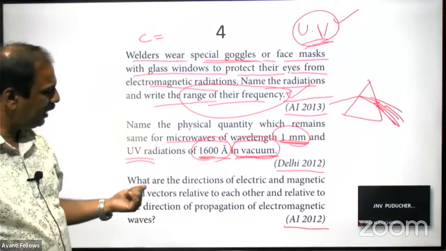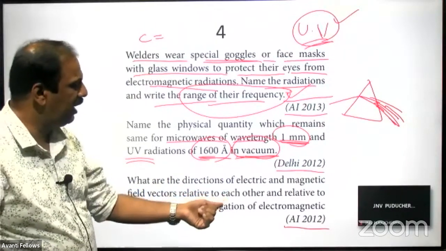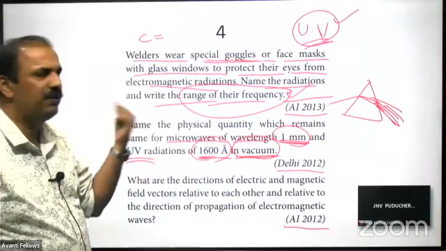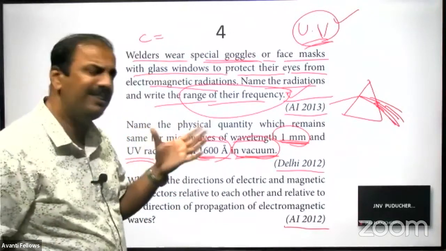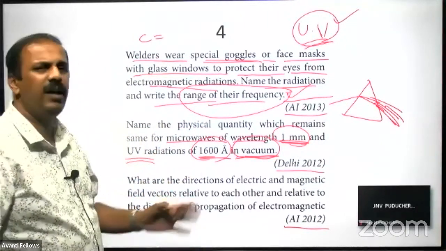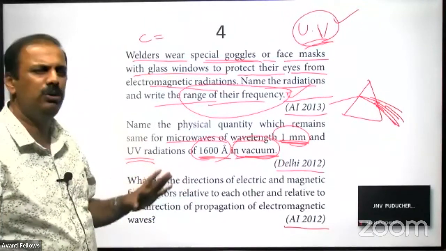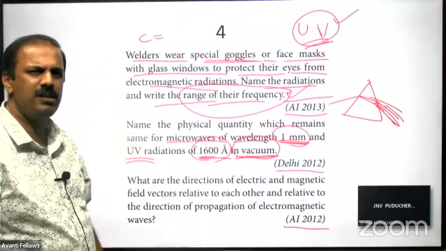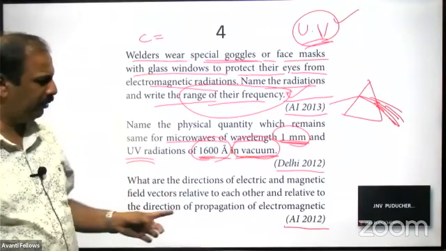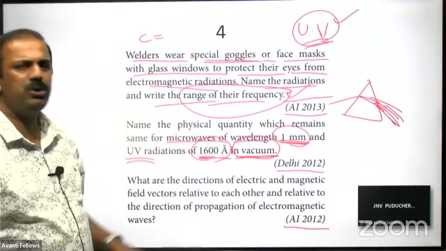What are the directions of electric and magnetic field vectors relative to each other and relative to the direction of propagation of electromagnetic waves? Previously we did the diagram. The electric field, magnetic field, and the direction of propagation are all mutually perpendicular, that is along x, y, z. Just telling it as mutually perpendicular is enough. These three questions are very simple, but such questions can still come for the examination.